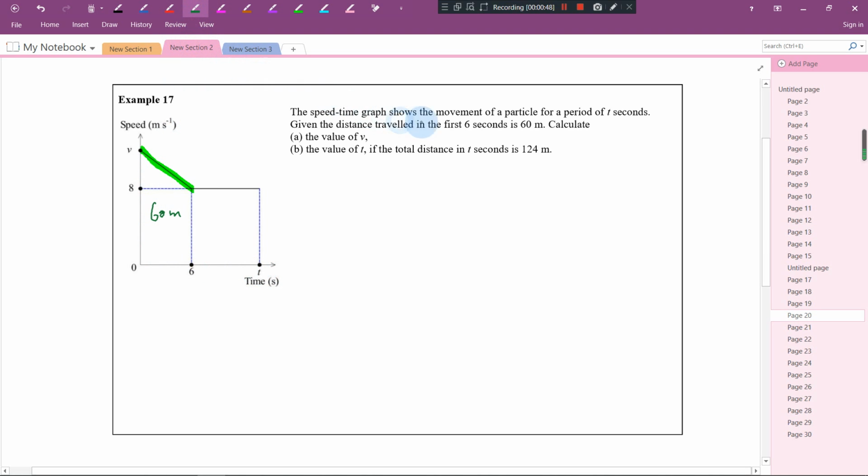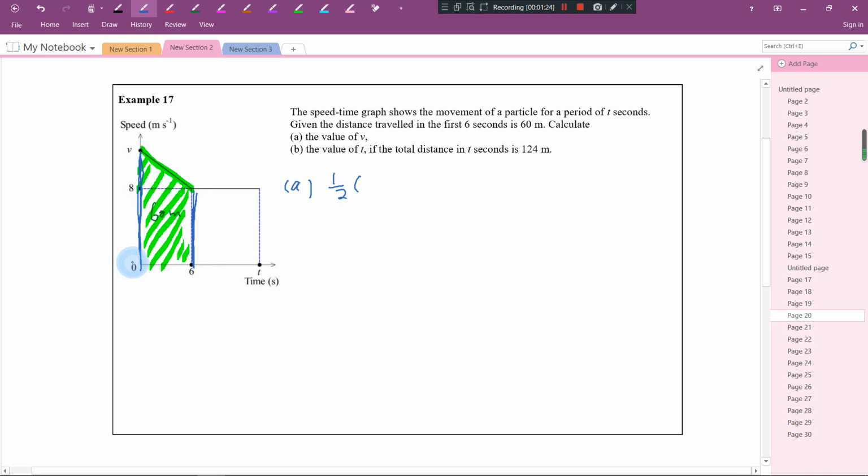Okay, so the question tells us that the distance traveled for this first 6 seconds is equal to 60. This means that the area under the graph for this part will be equal to 60, right? Okay, and this is a trapezium. If we want to find the area of a trapezium, always remember, start with 1 over 2 and then times the sum of two parallel sides, which is here and here.